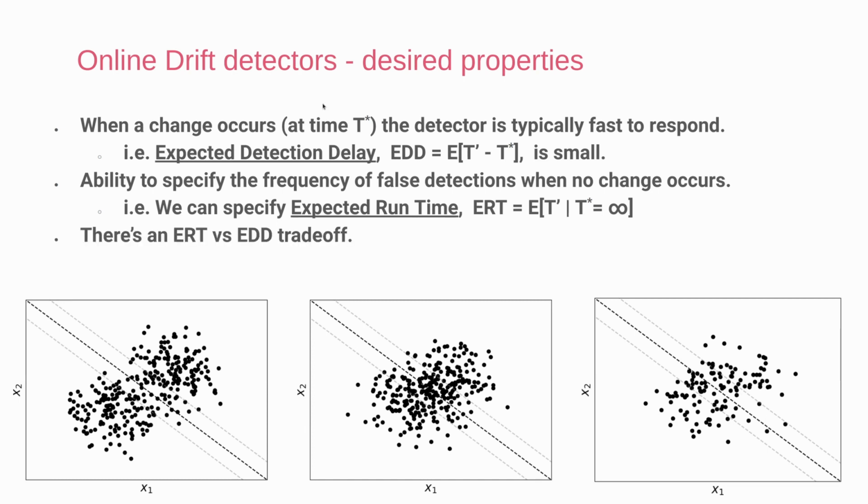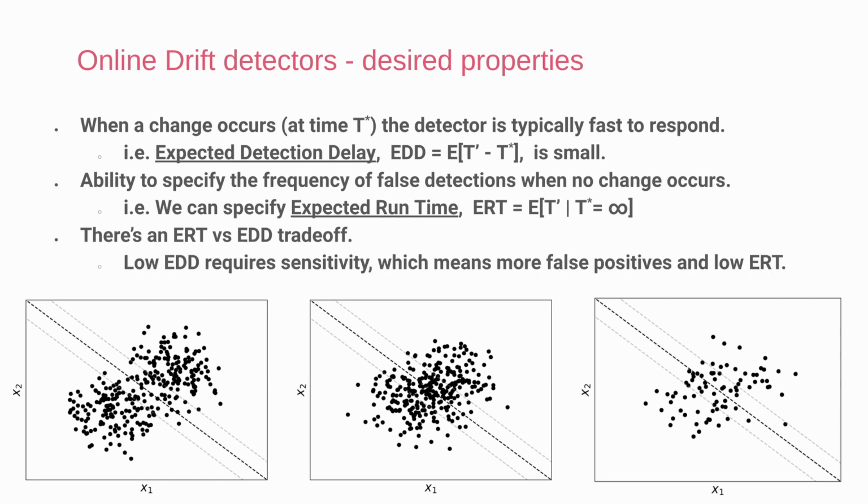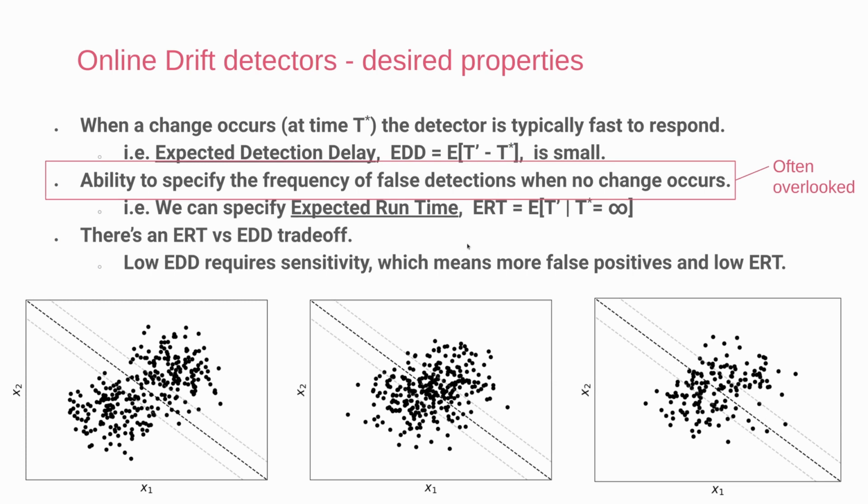But other than that, you might have noticed that there's this inherent trade-off between the expected runtime and the expected delay. So we'd like the expected runtime to be large in the absence of change, but that requires a detector which isn't particularly sensitive and likely to give false alarms, whereas we'd like the expected delay to be small, but that requires sensitivity. So it's very difficult to get both. And as I say, this point is often overlooked, designing algorithms such that the frequency of false detections is known, and that's important in order to respond appropriately.